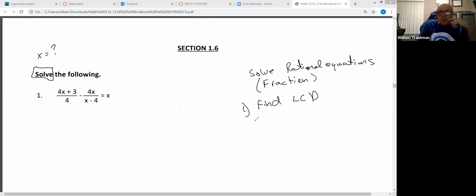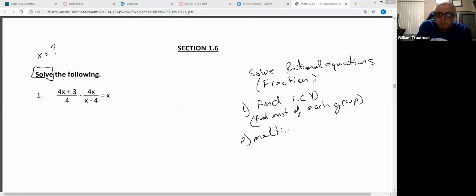LCD. Find the most of each group. So I'm just adding this in because we're going to be using that later on. Once you find the most of each group, the LCD, you're going to multiply each term by the LCD, and then you're going to solve for x.